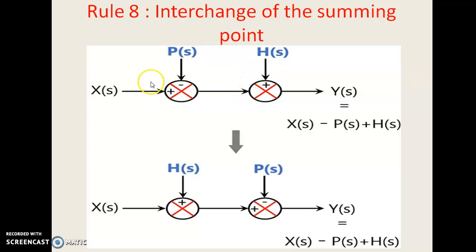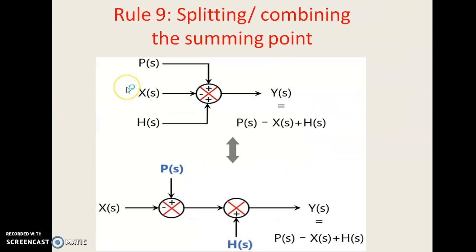It's possible to interchange the two summing points, if it is necessary. We can interchange here and we can interchange here. We can see H(s) interchanged here, P(s) interchanged here. Okay. So Y(s) is the control system output and X(s) is the control system input. Then we can see rule number 9, splitting or combining the summing point.